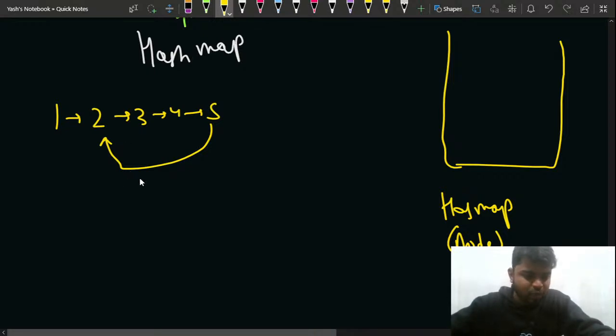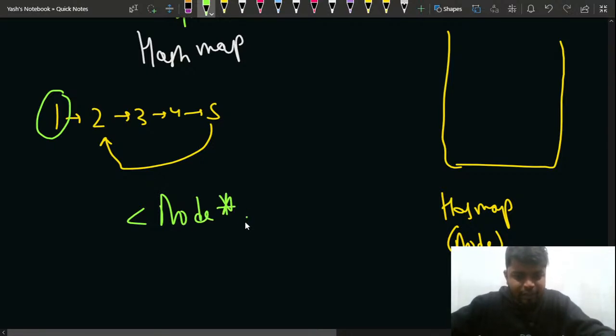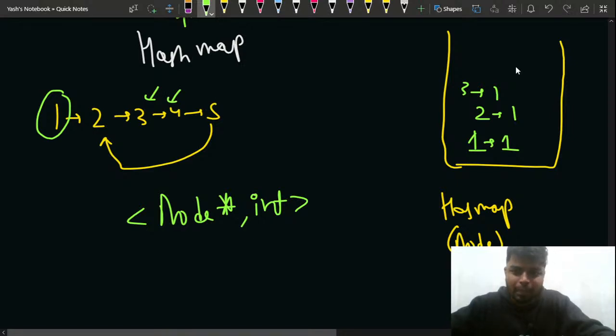How will you apply the concept of hashing? First of all, you move to this particular node. You'll be making a map of node comma, let's say int, or instead of int you can use bool. So for 1, I'll mark it as true or 1, indicating that it's present. For 2, I'll mark it as 1 as well. For 3, I'll mark it as 1 as well. Then for node 4, I'll mark it as 1, indicating that I have traversed it. Then for 5, I will mark it as 1, saying that I have traversed it.